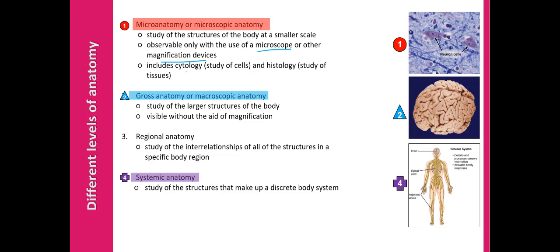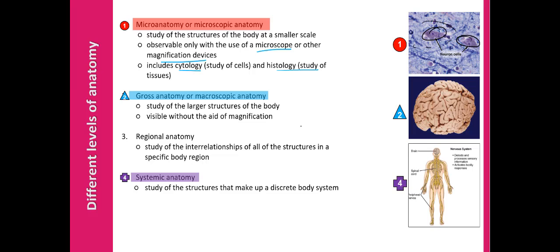And so it includes cytology, which is the study of cells, and histology, which is the study of tissues. So you can see over here, this is a section of the nervous system. And so you've got neuron cells over here, and then you've got the supporting cells around, right? So that's what microanatomy or microscopic anatomy is.